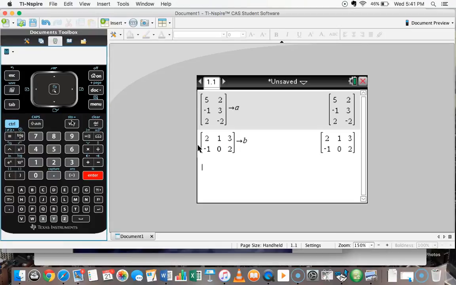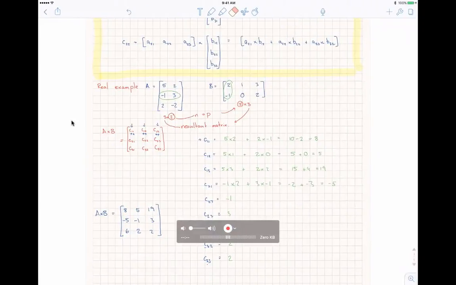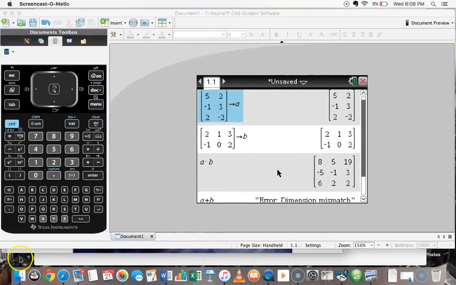If we want to multiply those matrices, we just press A times B, press Enter, and hopefully we've got the same matrices that we started with initially, and we do. So 8, 5, 19, -5, -1, 3, 6, 2, 2, and that's what we got over here. Great. So we'll try it again, multiplying them, but instead of A times B, we'll multiply B times A.